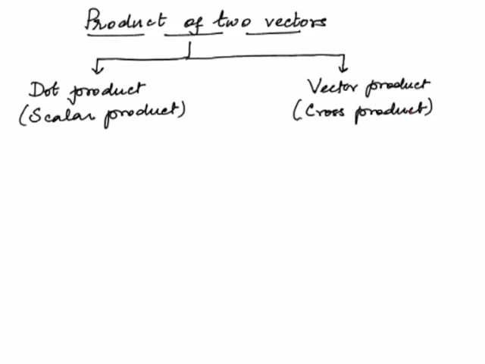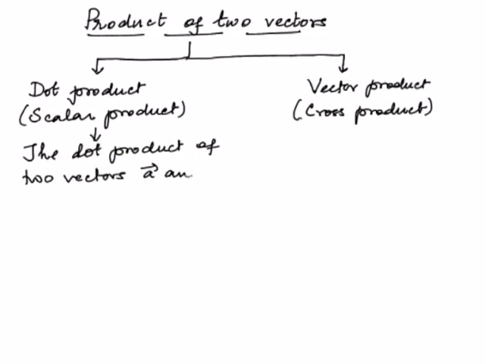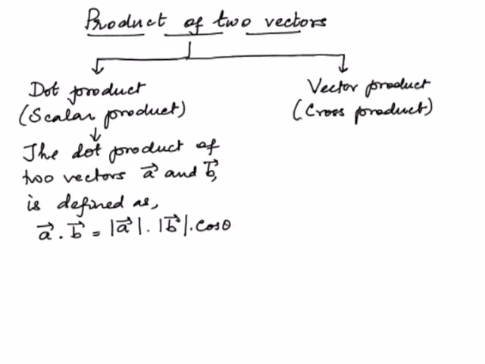Now, the dot product is defined as follows. The dot product of two vectors, A vector and B vector, is given as A vector dot B vector is equal to modulus of A vector into modulus of B vector into cosine of the angle between them. When we take modulus of A vector, it is a scalar. Modulus of B vector, again it is a scalar. And cos theta is also a scalar. Therefore, the end product is a scalar.